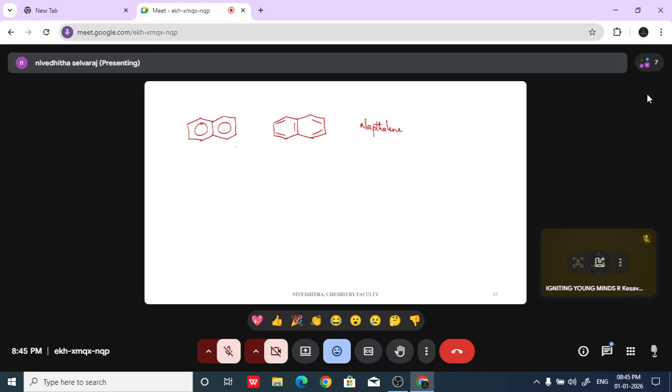This is also an aromatic compound. This double bond is common for both rings. Okay, so it is considered to be aromatic. If I have three benzene rings connected, then that is also considered to be aromatic, and the name of this compound is anthracene. Okay, that is also aromatic.